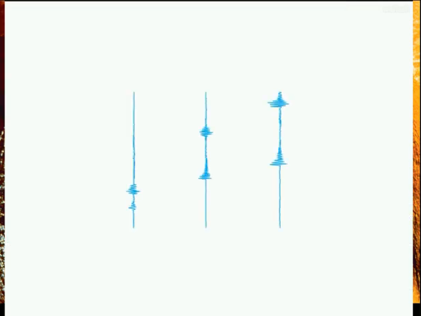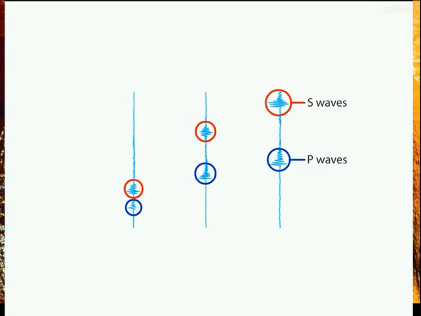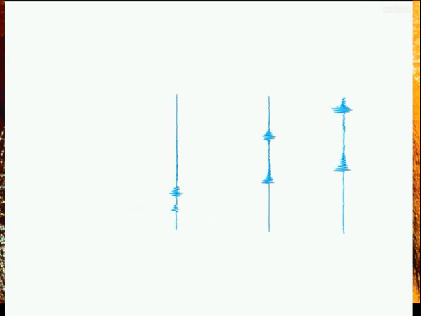These 3 lines represent seismograms for the same earthquake taken from different locations. The primary waves, or P waves, arrived first at the seismograph stations that recorded them. The secondary waves, or S waves, arrived after the primary waves because primary waves travel faster than secondary waves.